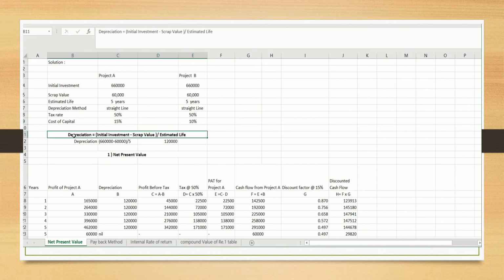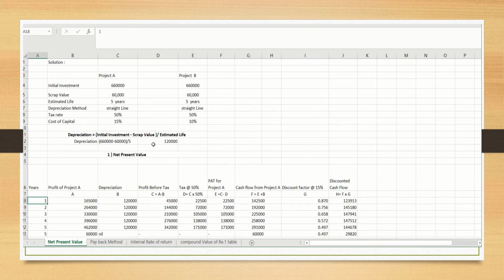First of all, we will calculate depreciation. We all know the formula of depreciation: initial investment minus scrap value divided by estimated life, which comes to 1,20,000 rupees per year. First, let us calculate the NPV of Project A. The first column is year, the second is profits from the project, third is depreciation, then profit before tax, then profit after tax, then cash flows, then discounting factors, and then discounted cash flows.